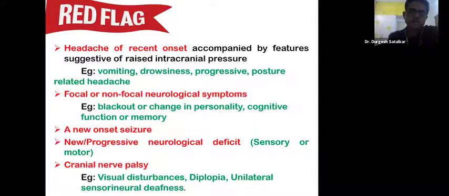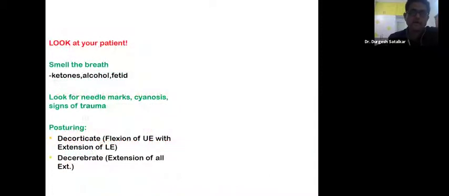So for any recent, new onset of seizure, again we have to evaluate further, or any new or progressive neurological deficit. Also we have to look for any cranial nerve palsies, like any visual disturbances, diplopia, sensorineural hearing deafness. If you approach the patient, suppose we have a diabetic patient giving a fruity odor, who is already in encephalopathy, then we can suspect that the patient might have DKA also, or the patient might be inebriated, alcohol intoxication also.